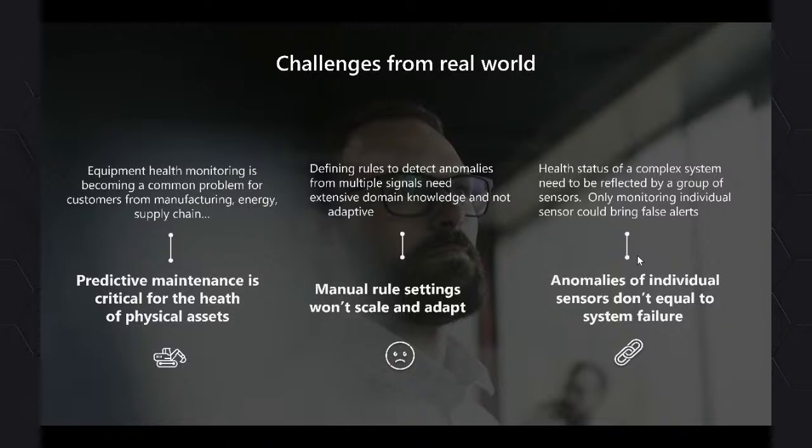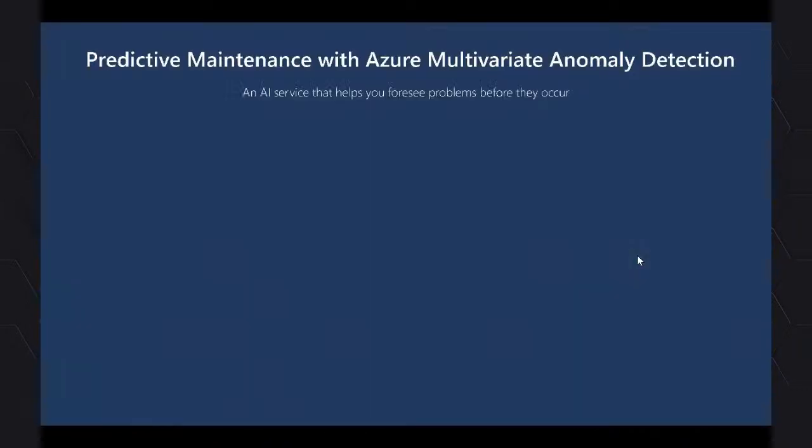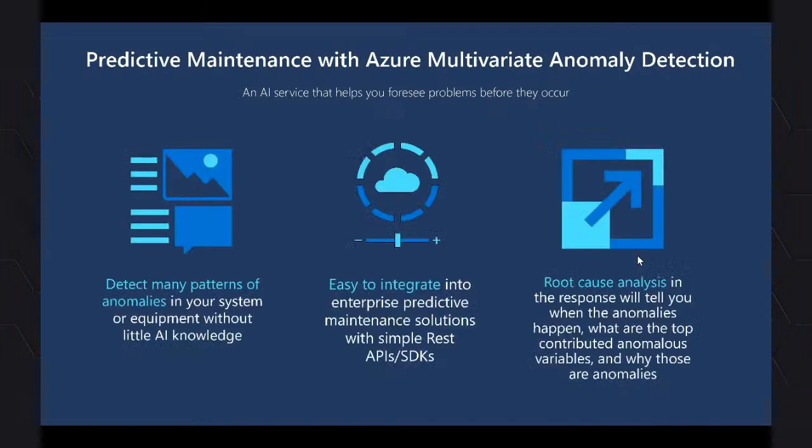So especially when you care more about the system level or the equipment level, you don't care much about the individual sensors. So that's why we need something like multivariate anomaly detection to help you detect anomalies at the system level. And how can you do predictive maintenance with multivariate anomaly detection?